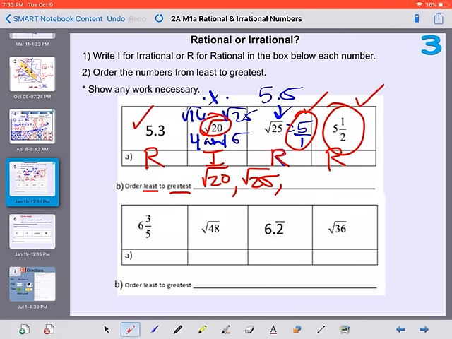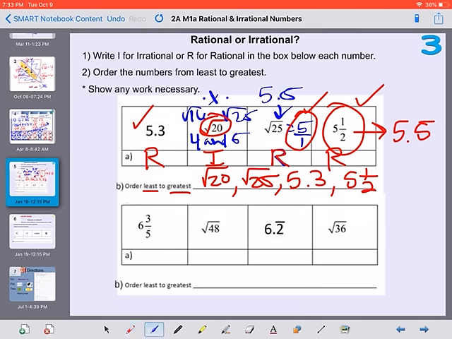Then between 5.3 and 5 and 1/2, well, 5 and 1/2, you guys, is really 5.5. A half as a decimal is 0.5. So 5.3 would be smaller. And then finally, our greatest number would be 5 and 1/2.